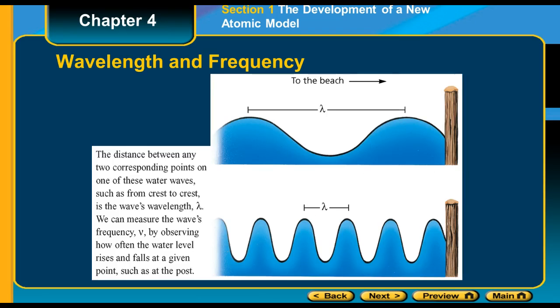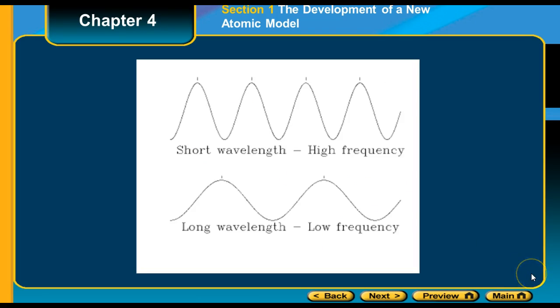Here's another graphic showing you the difference between a long wavelength and a short wavelength. And if you take that a step further, and we are standing here on this post as one full cycle, this is a low frequency and this is a high frequency. So frequency and wavelength are inversely related. If you have a short wavelength, you have a high frequency, and if you have a long wavelength, you have a low frequency. You can see the difference.